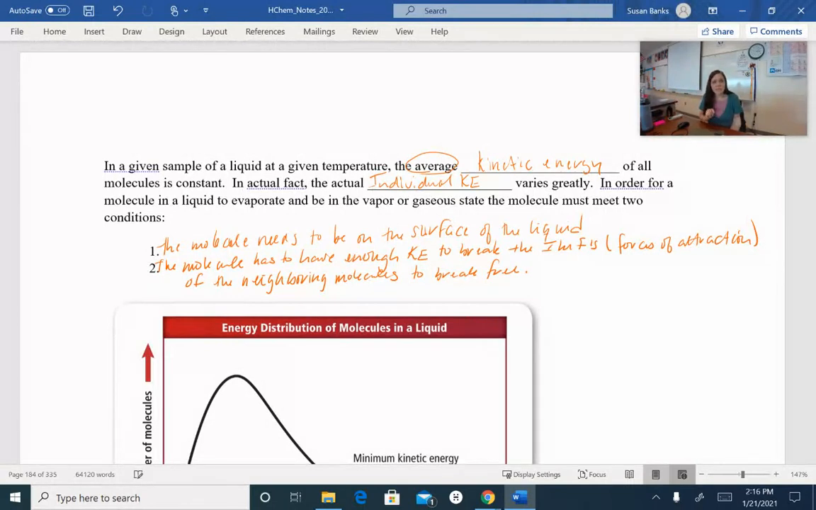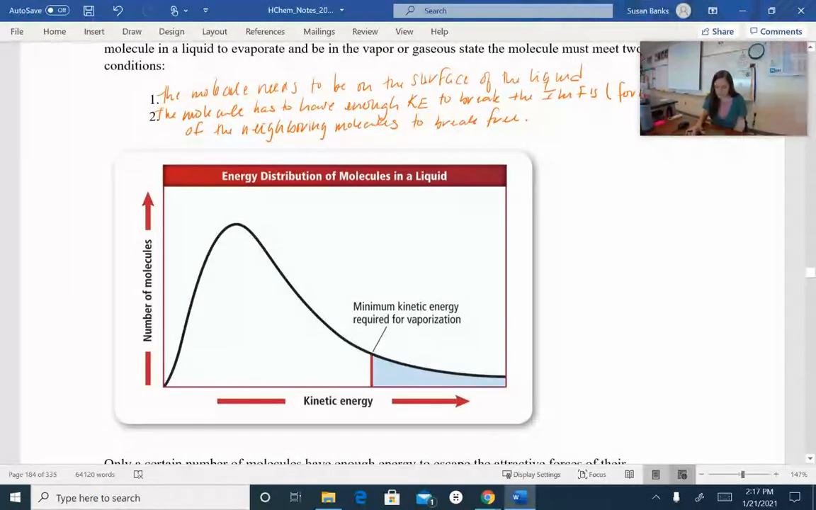Now, you know that the kids that are able to break through that wall are, one, running pretty fast, and usually target their hit right where the hands are, right? So they're right on the surface and they're running fast. So we need to be on the surface and we need to be moving relatively fast so that we can break those intermolecular forces of the neighboring molecules and break free, kind of like Red Rover.